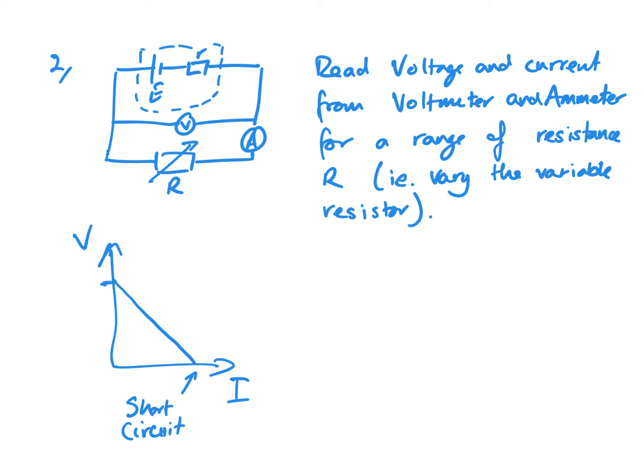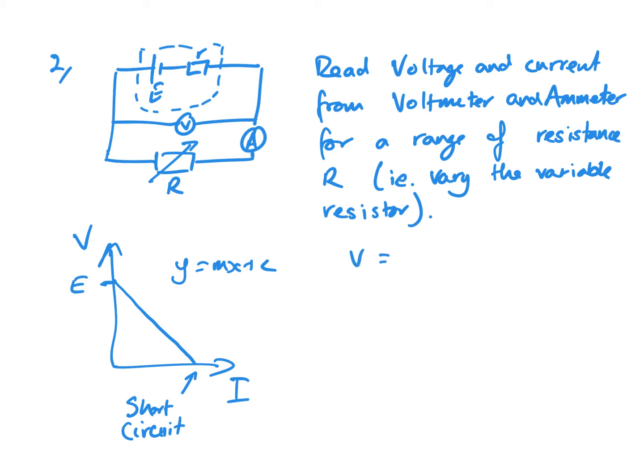The y-intercept then is when I is equal to 0, which is open circuit. So the y-intercept is capital E. And if we think about the gradient, right, this is a straight line graph, y equals mx plus c. Now our y values here are capital V.